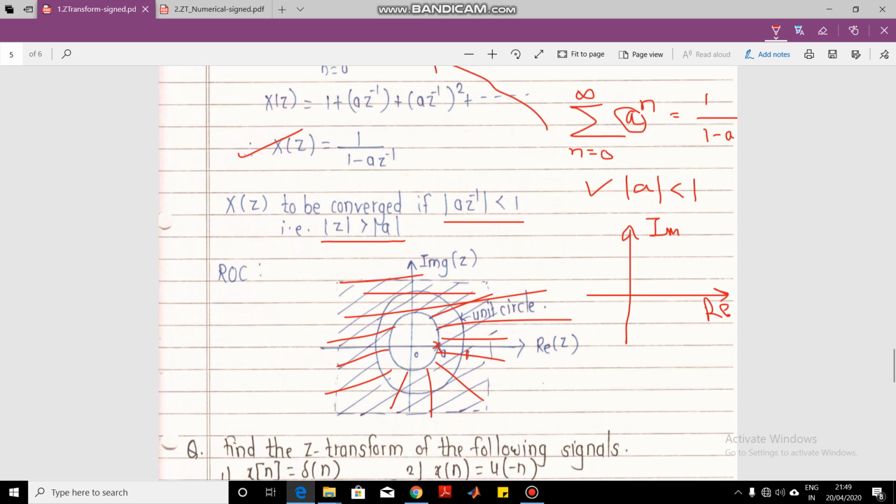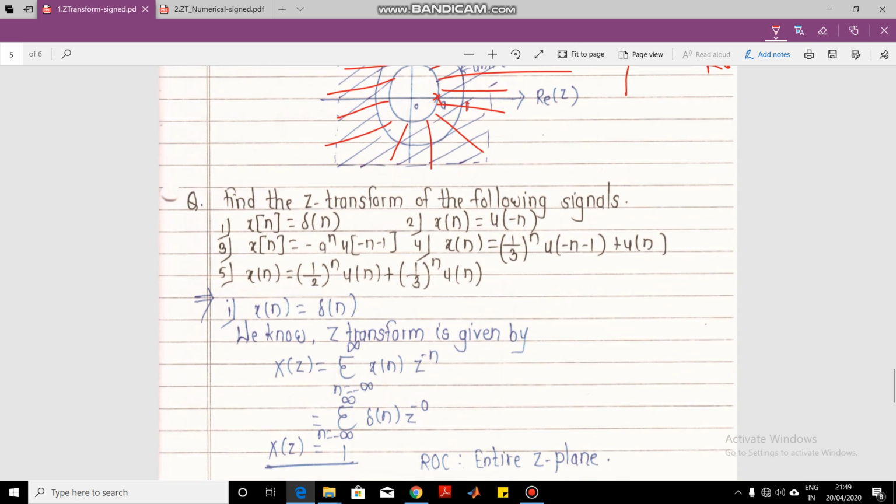So beyond this a, whatever region is there till infinity, if you take any value in this region and try to compute x of z, you will get a finite value. So this entire shaded region, from mod of z greater than a up to infinity, is called the region of convergence. This is a very important concept of Z transform and ROC. For convenience, whenever we draw the ROC, we also draw the unit circle. This is the unit circle which we have drawn here.